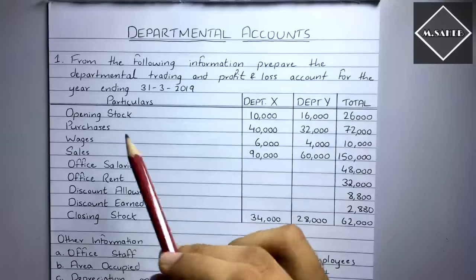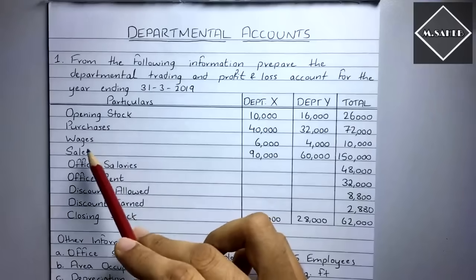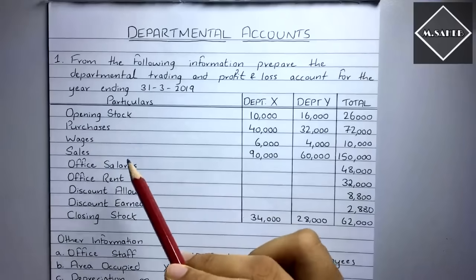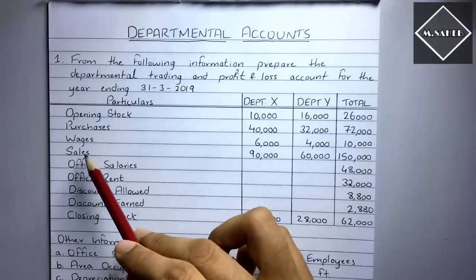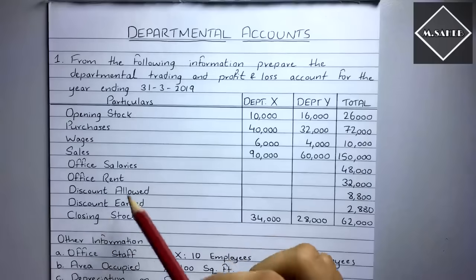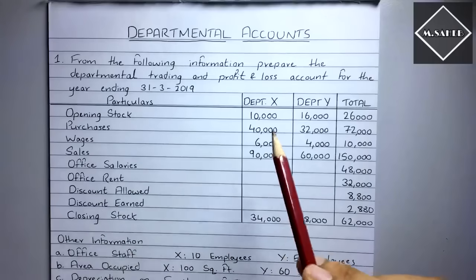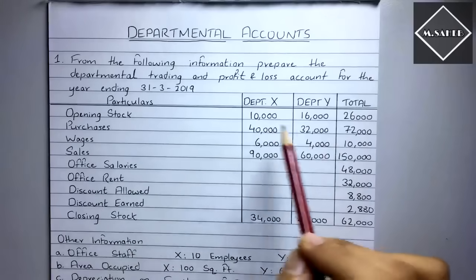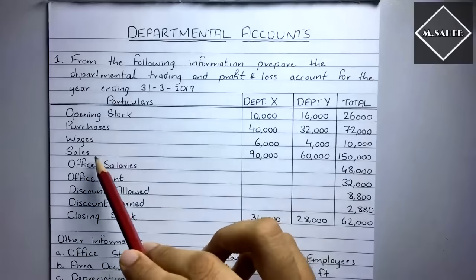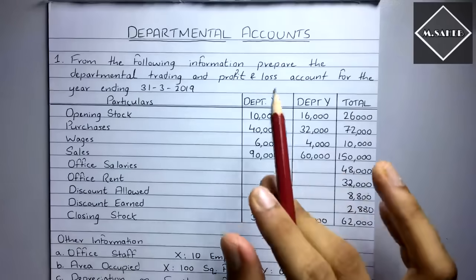So now coming back to the question, they have given us opening stock, purchases, wages and sales. See, all these items like opening stock, purchases, wages, sales, and closing stock will be given to you separately, of each department. You don't have to allocate opening stock, purchases, sales, wages. They will be given to you separately.